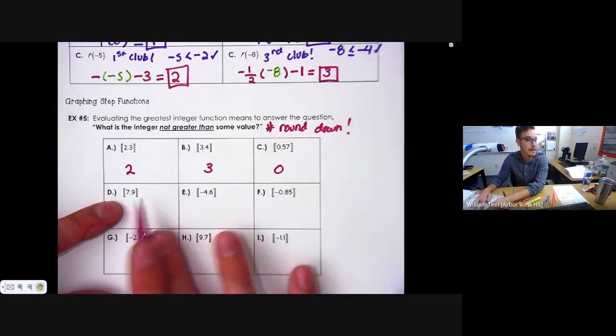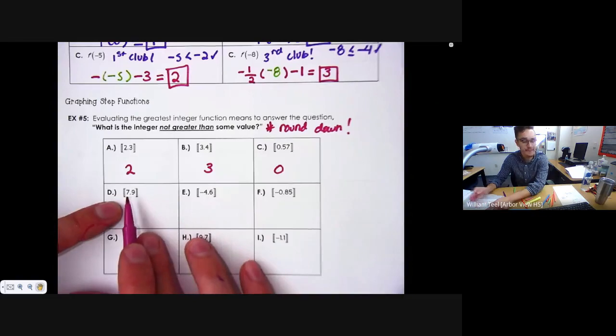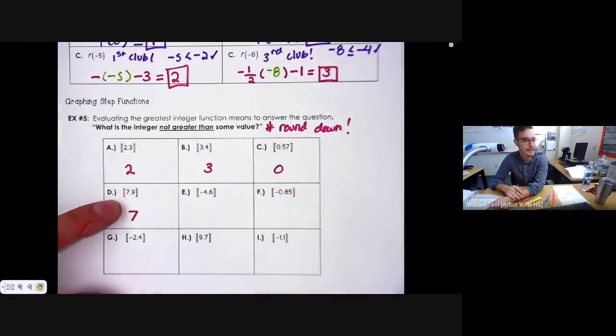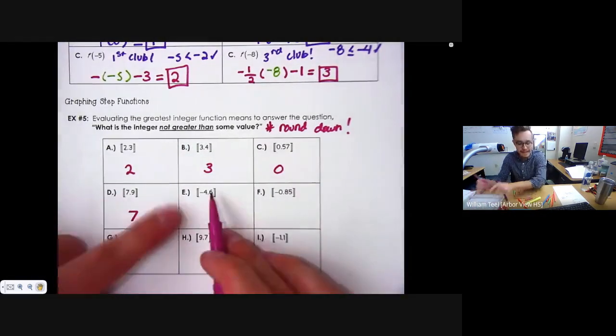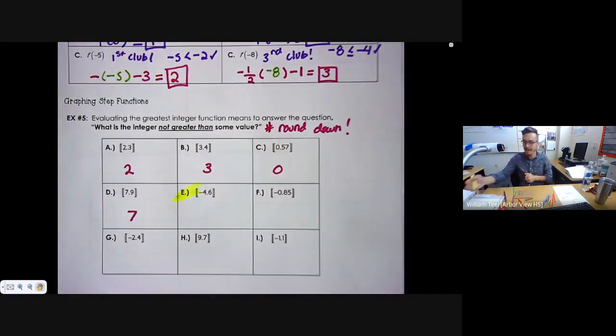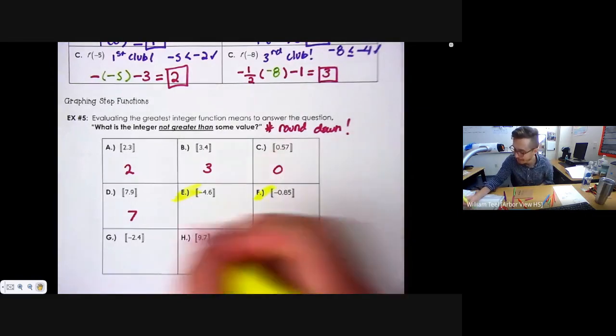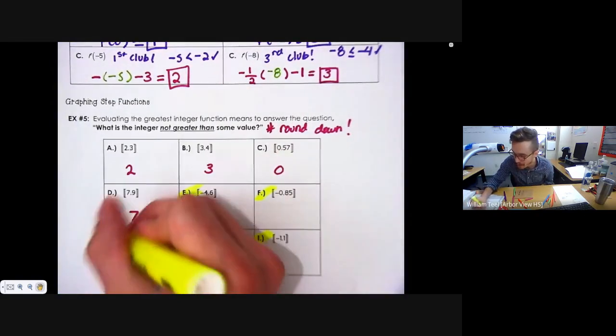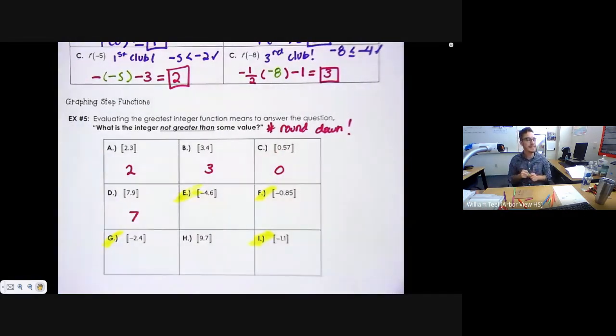Part D, what is the greatest integer of 7.9? Well, we're looking for a number that's less than 7.9. That's a whole number. The number that is less than 7.9 that's whole is 7. Be very, very extremely careful with part E, part F, part I, and part G. Why do you need to be careful with those?